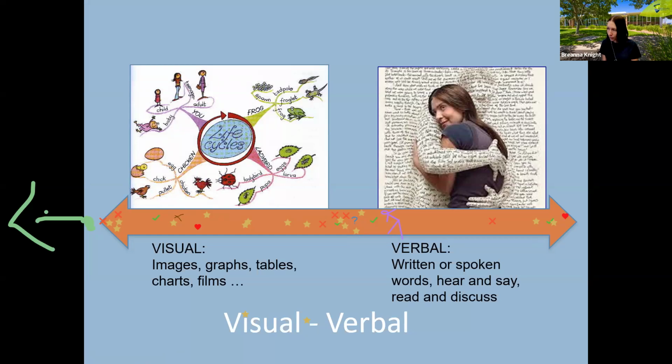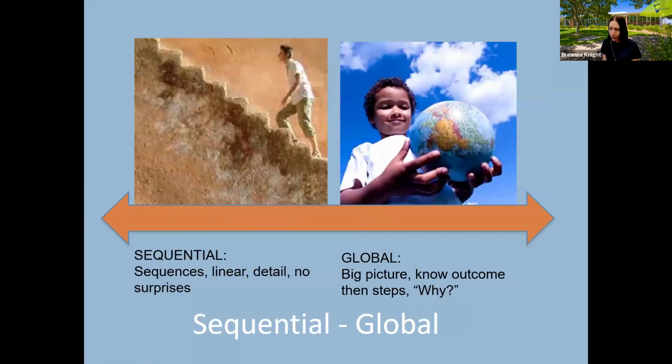Last but not least, I'll clear all of these ones. So this last one is sequential or global. So I like to think of this as the sequential people like to do things in steps. They like the process. They like to know exactly what's next. No surprises, as it says on the screen there. Someone who's a bit more global likes the big picture. So they like to see how it's all going to happen at the end.